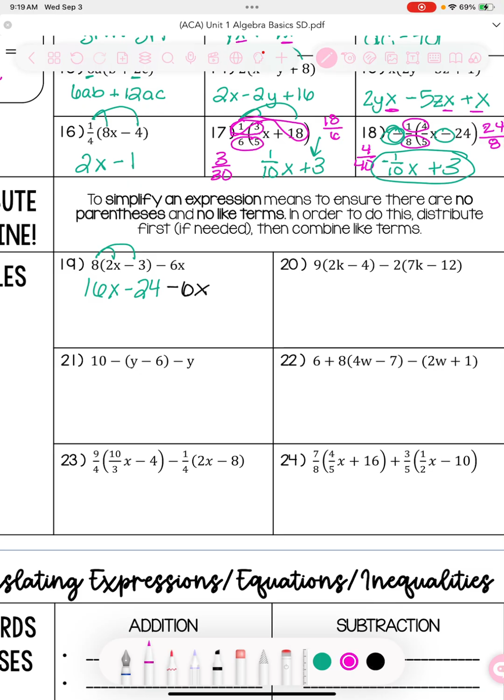Now we're going to put like terms together. So these guys are like terms. I'm subtracting, so I get 10x, and I bring this straight down to get negative 24.